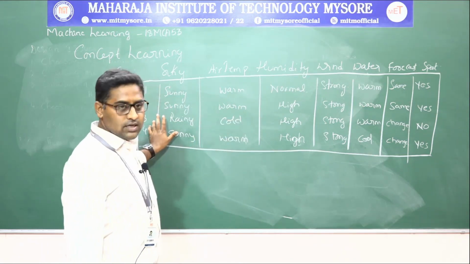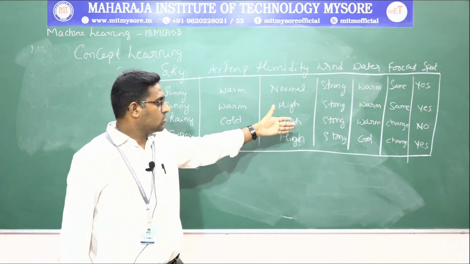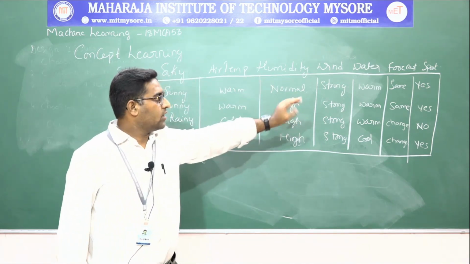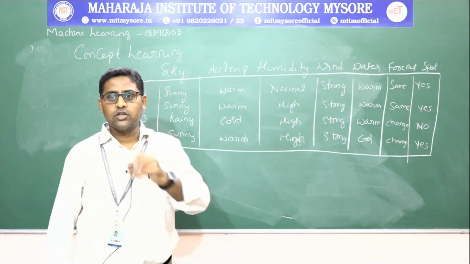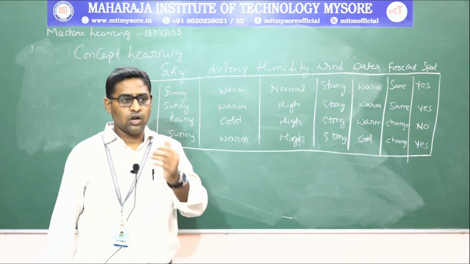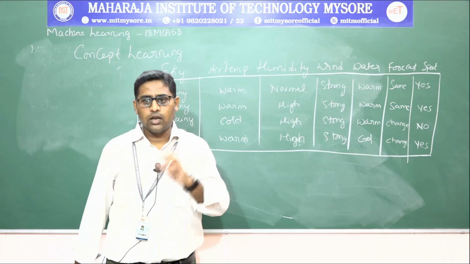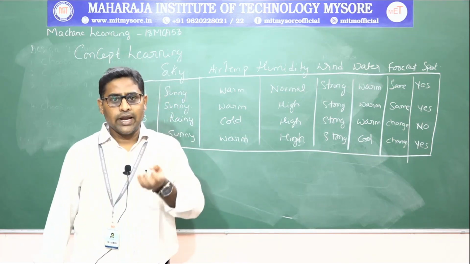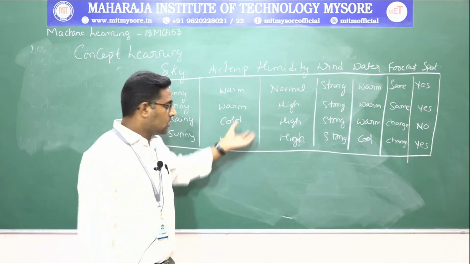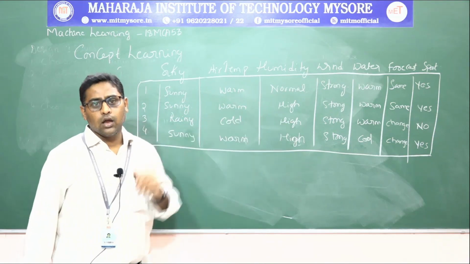Whereas the third training example will be rainy, cold, high, strong and warm with respect to sky, air temperature, humidity, wind and water, and the forecast is changed, then obviously you will think of not going for the water sport on that particular day. That means you will not go for swimming. This is what concept learning gives you, an idea of inferring a Boolean valued function for these training values based on the inputs and the outputs.